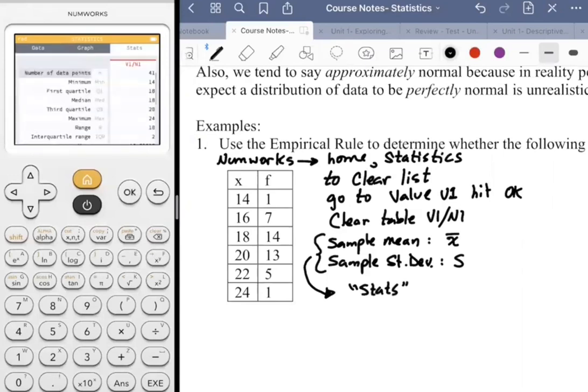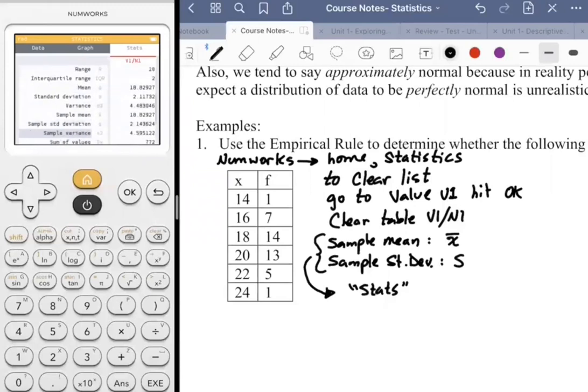And we have a ton of information. They give you everything that they think is relevant. But we want to go down the line till we find the one that says sample mean, which is 18.82927. But if we're rounding to 3 significant digits, it's 18.829. And the sample standard deviation S, 2.144 if we're rounding to 3 significant digits. All right, so that's the sample mean and sample standard deviation.